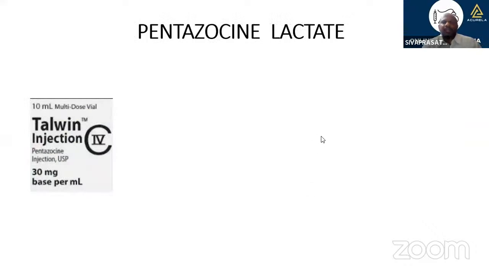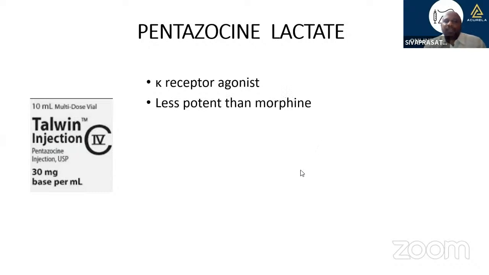Coming to pentazocine lactate, in an era where we didn't have fentanyl, we were using pentazocine as the chief anesthetic agent. It is a kappa receptor agonist, and it is less potent than morphine. At the mu receptor, it might act lightly as an agonist, but mostly it is an antagonist at the mu receptor.